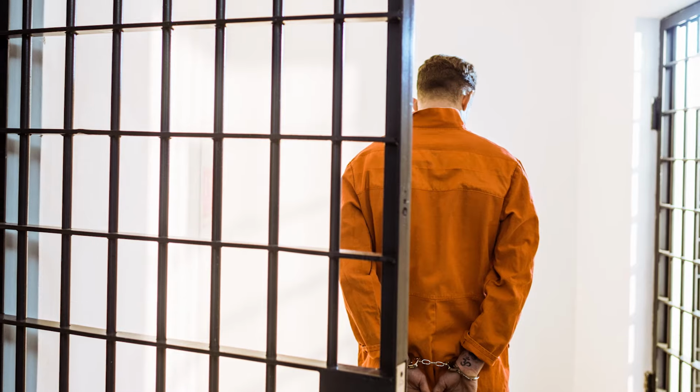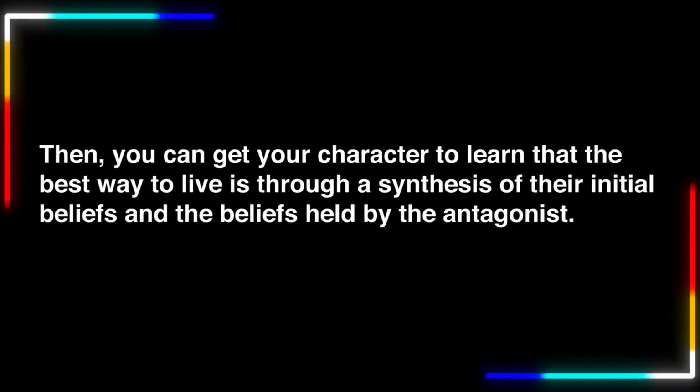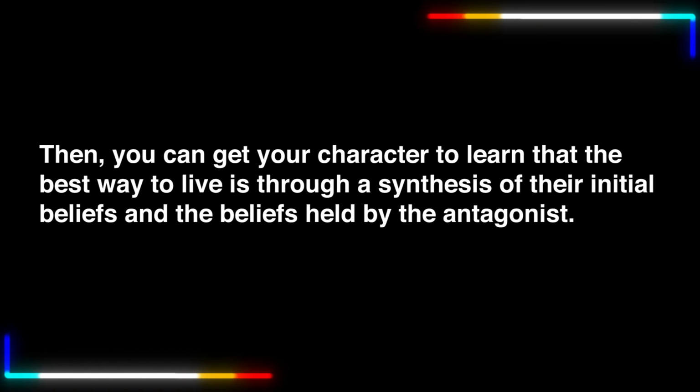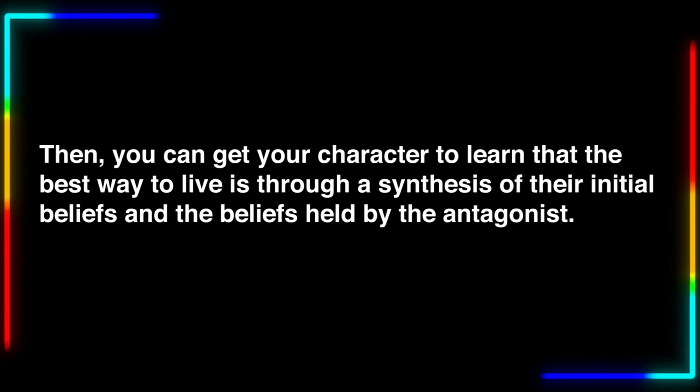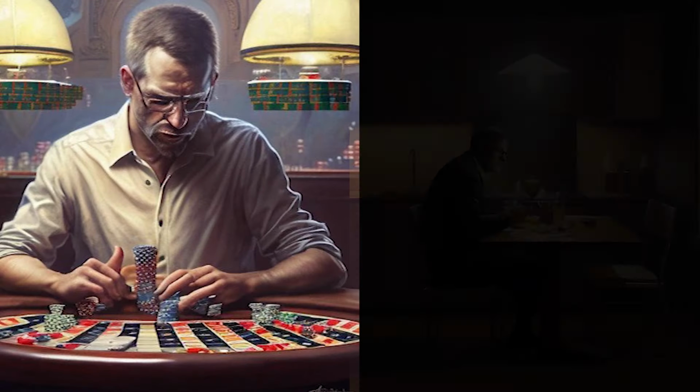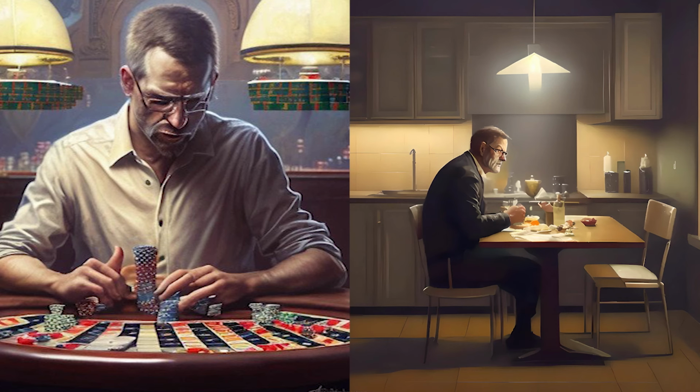This acknowledgement would then expose him to his moral weakness, which is the belief that taking shortcuts is the key to success. Now, if you craft the antagonistic forces to represent the opposing viewpoint of the main character's beliefs, then you can get your character to learn that the best way to live is through a synthesis of their initial beliefs and the beliefs held by the antagonist. This balanced outlook between the main character's moral weakness and the antagonist's moral weakness is what the character ultimately needs to understand in order to grow.